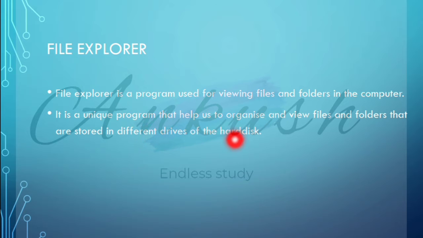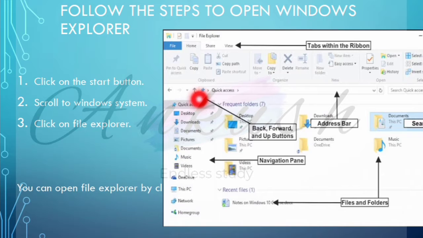It is a unique program that helps us to organize and view files and folders stored in different drives of the hard disk, like local drive C, D, E or F. So how will you open Windows Explorer? Follow the steps. First, click on the Start button at the bottom. Scroll to the Windows System option and then click on File Explorer. You can also open it from the taskbar at the bottom of the monitor, where the option is present in yellow color. Simply click on that to open Windows Explorer.